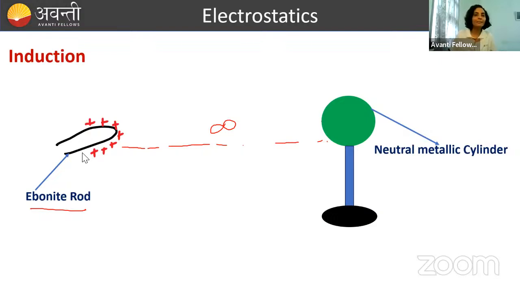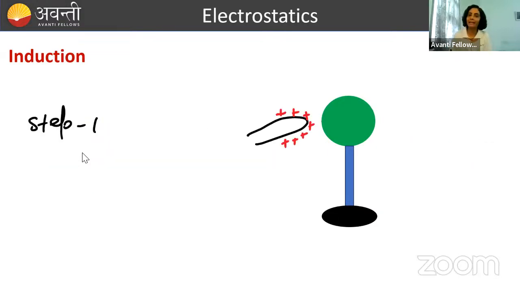Okay. Now the first step will be what? In the first step, we will take this ebonite rod close to this neutral metallic cylinder. That is what we are going to do. Now look, we have brought it close here. Step 1. So if we bring it close to this neutral metallic cylinder, what will happen? Since this is a metal, this is a conductor. What is the property of a conductor? Just focus on the property.